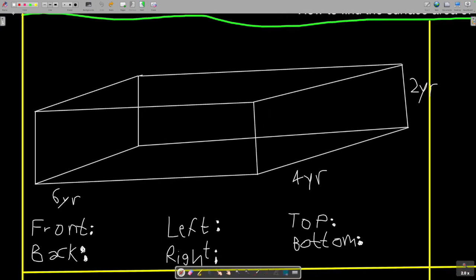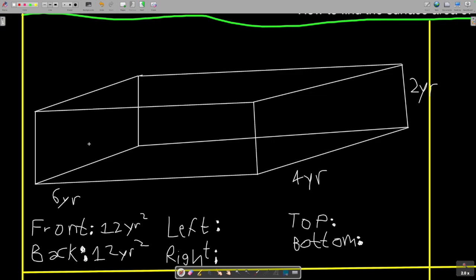Now, how do we do this? We have the length, the width, and the height. It's 6, 4, 2. The front will be the length times the height. 6 times 2 is 12 square yards. Now the back is basically the same as the front, so it's another 12 square yards.